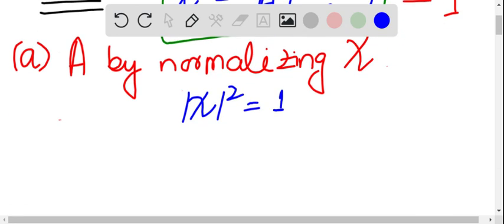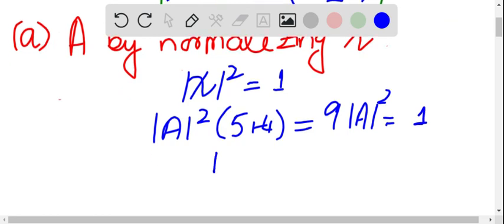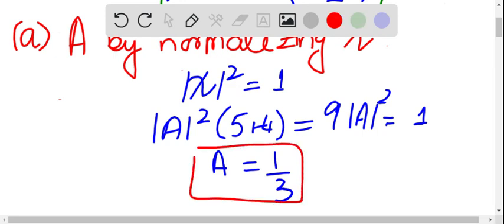So now we are going to find out the value of A. We have the absolute value of A squared times (5 plus 4), that is equal to 9 A squared, that is equal to 1. When we solve it for A, we get that A is equal to 1 divided by 3. So this is the solution for part A. It was very simple. We just needed to find the value of A by normalizing chi.